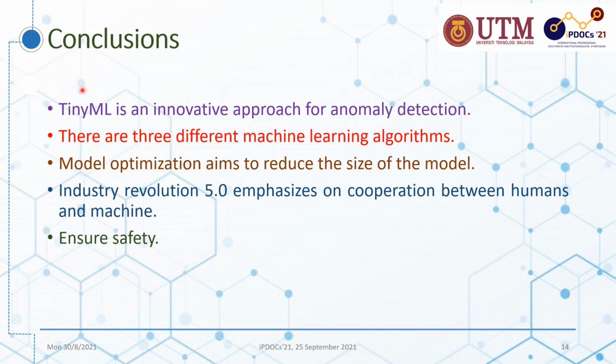In conclusion, TinyML is an innovative approach for anomaly detection. There are three different machine learning algorithms, which are supervised, semi-supervised, and unsupervised learning algorithms. There are several types of model optimization with the aim to reduce the size of the model. Industry Revolution 5.0 emphasizes cooperation between humans and machines. Using TinyML, human safety can be ensured.